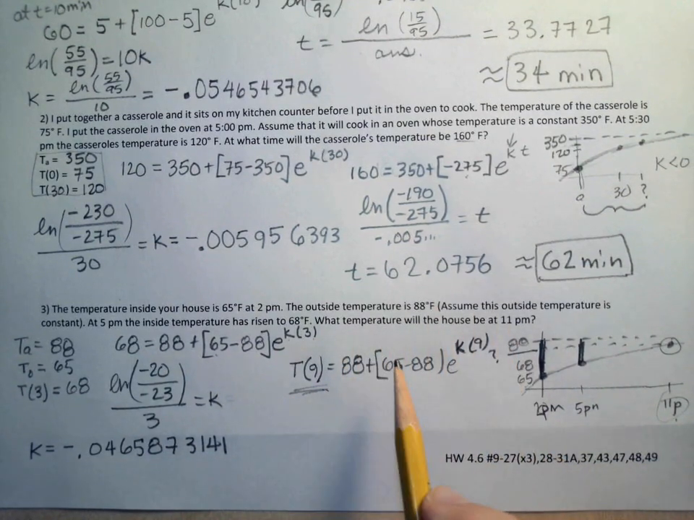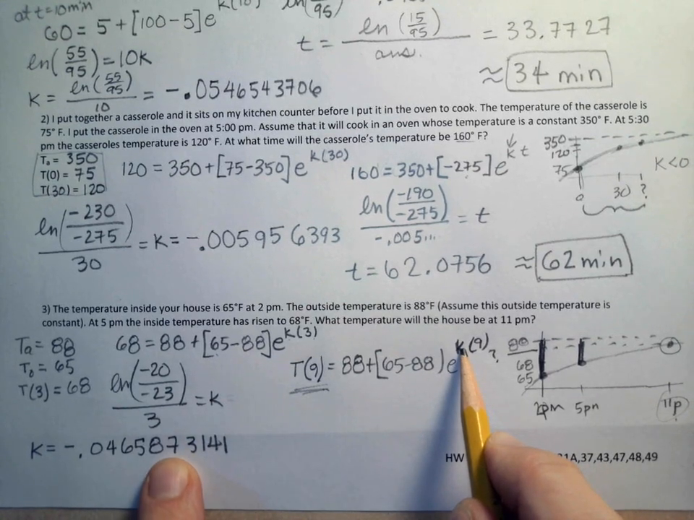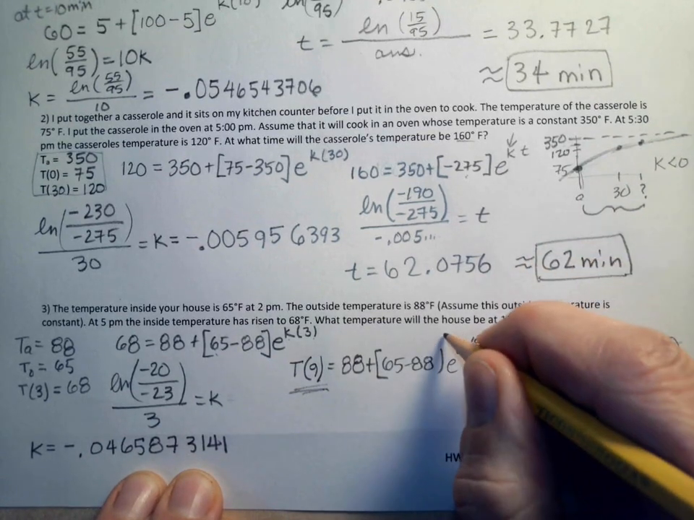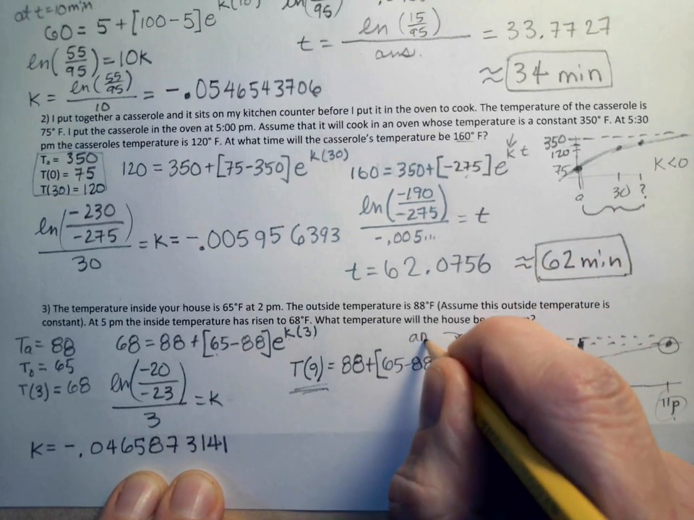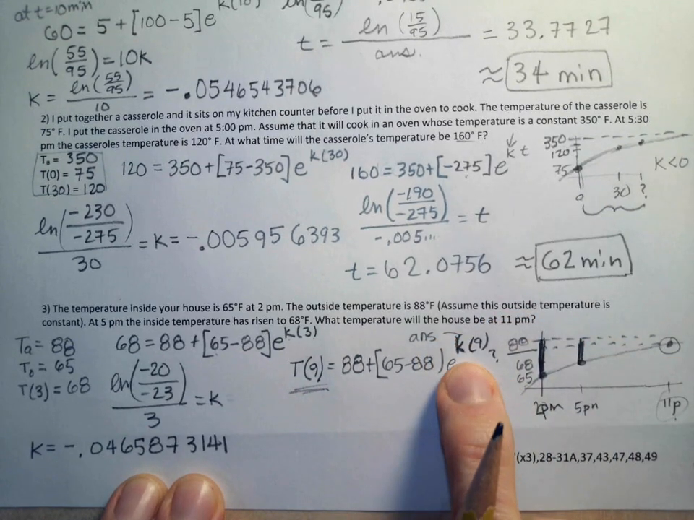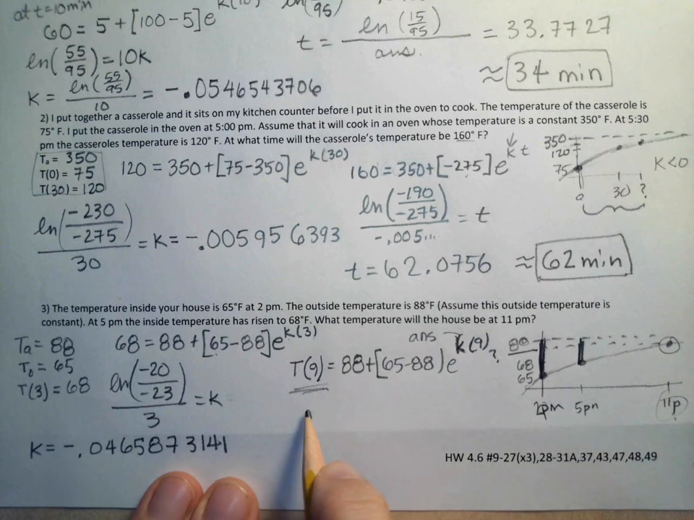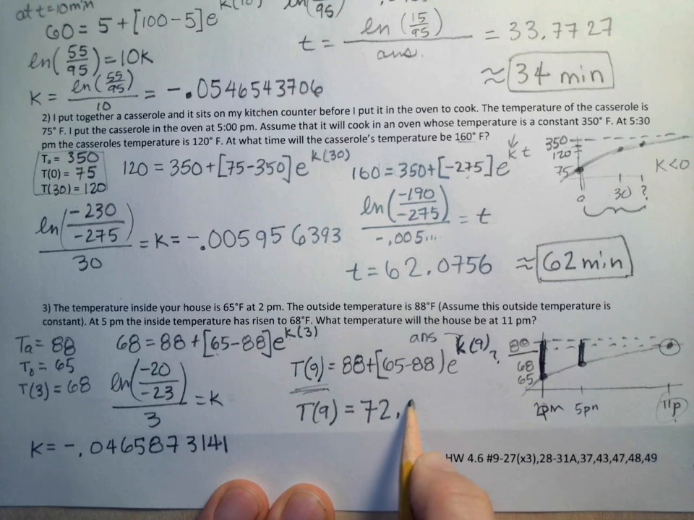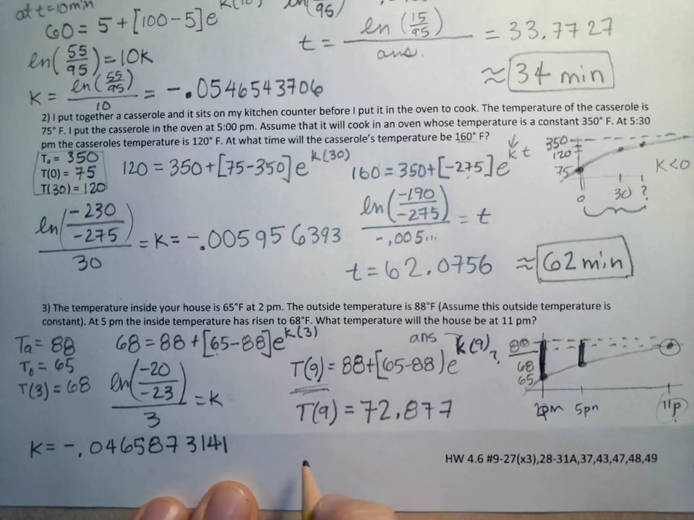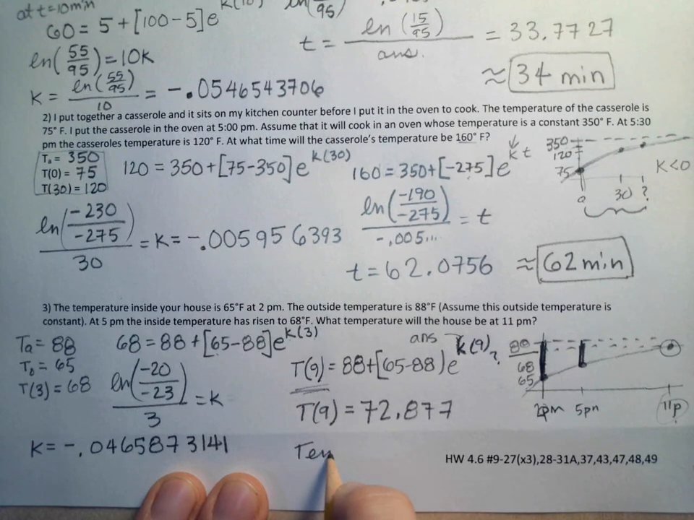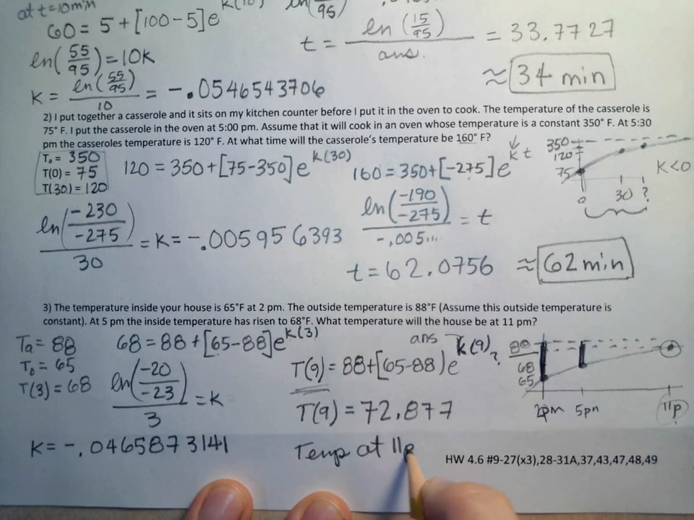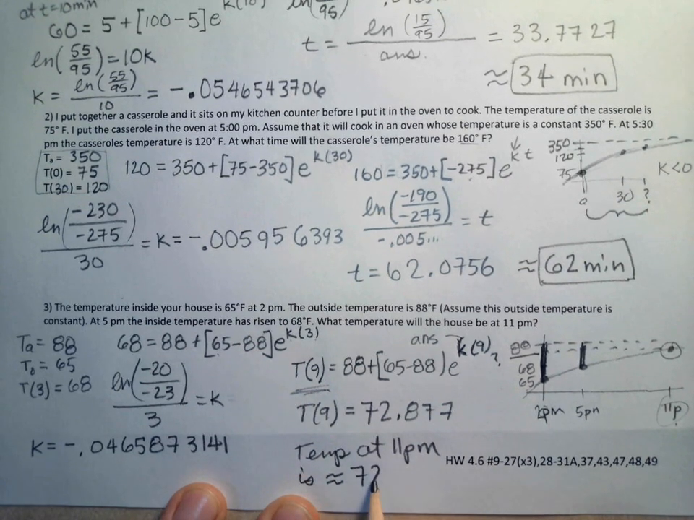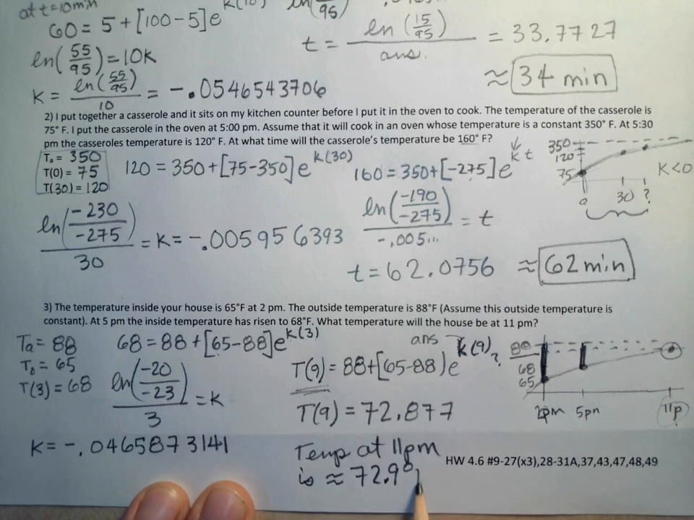So this is pure calculator work. The K, we have that here, plug that in. And again, if you haven't touched your calculator since you calculated it, you can just recall the previous answer and use the previous answer when you type in the K. So plug all that in. The time, 9 hours later, is 72.877. So we would say that the temperature at 11 p.m. is about 72.9 degrees, if we want to say Fahrenheit.